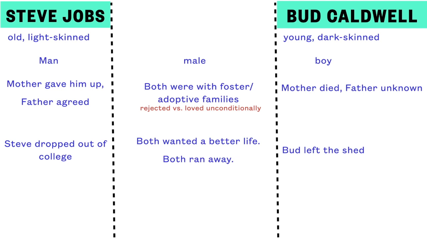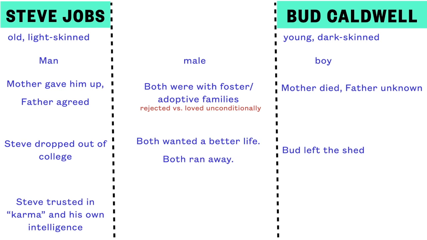So that is another thing you could have a whole other paragraph about if you wanted to. You can talk about how Bud felt in the shed. You can talk about how Steve felt in college. You can talk about how Bud felt running out of the shed and how Steve felt running out of the college. I mean, it's a very different situation, but you still have a lot of the same emotions when you leave a place.